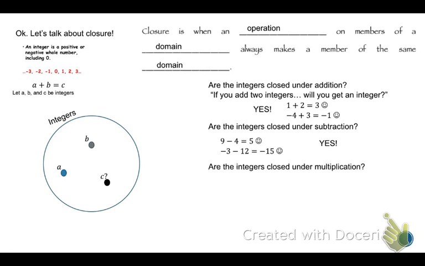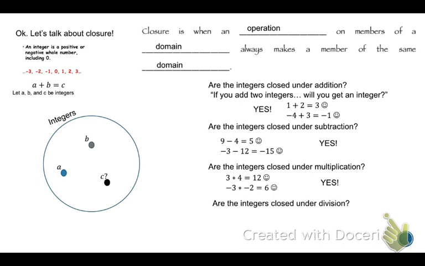Are they closed under multiplication? So let's test it out. So 3 times 4, you get 12. Yeah. Negative 3 times negative 2, you get 6. Yeah. If you did negative 4 times 9, you get negative 36. Still an integer. So yes, those are closed under multiplication.